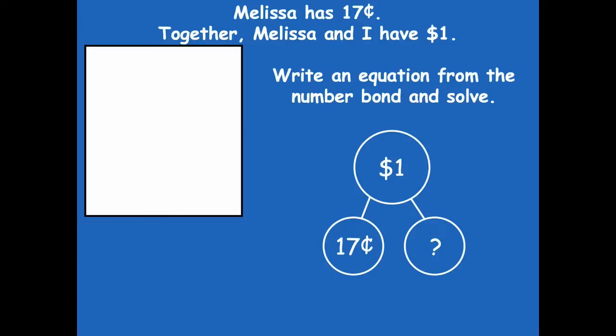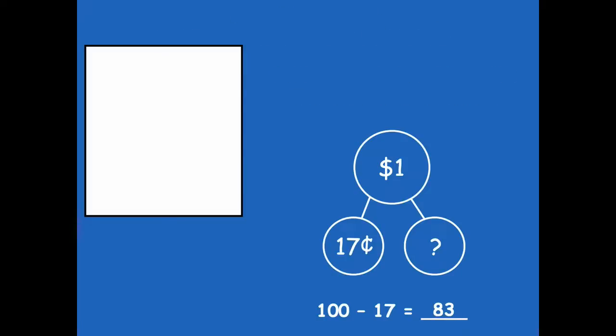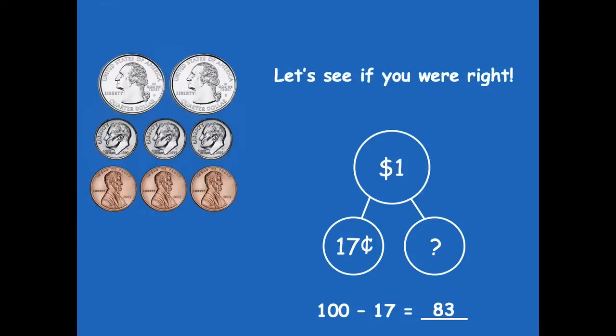All right, friends, pause if you need more time. All right, so I came up with this number sentence. 100 minus 17 equals 83. Okay, I'm sorry. There we go, equals 83. So let's see if you were right. Ready? Are you guys ready for the big reveal? Here we go. Oh, there it goes, disappeared.